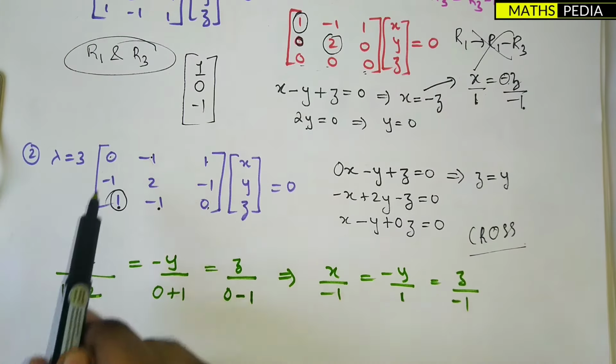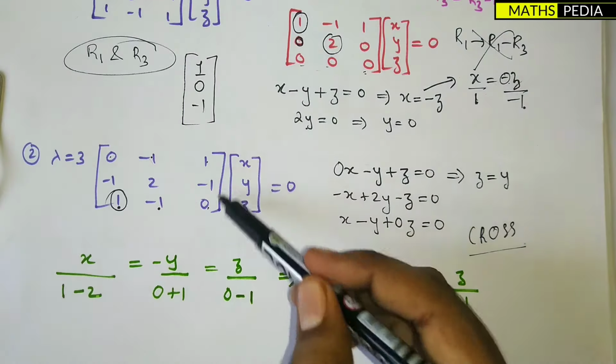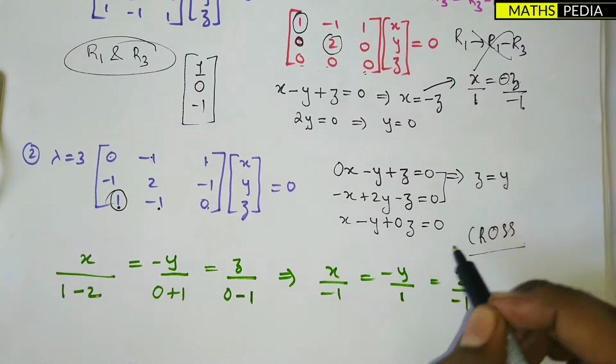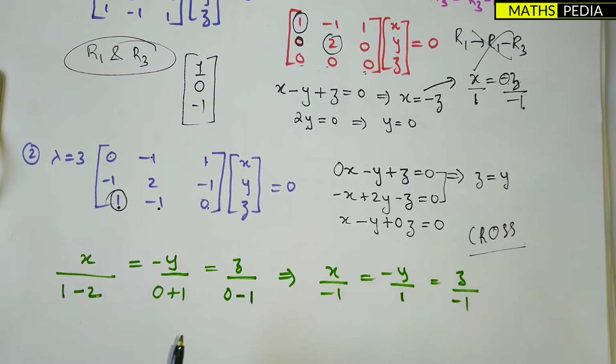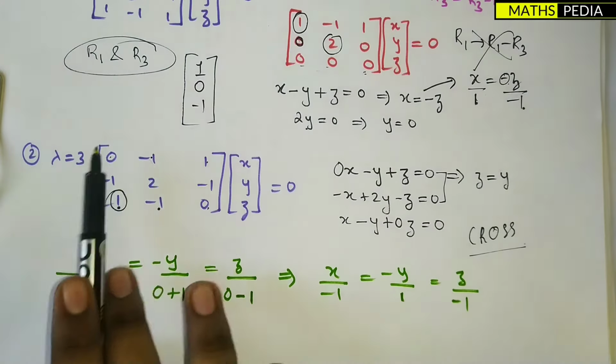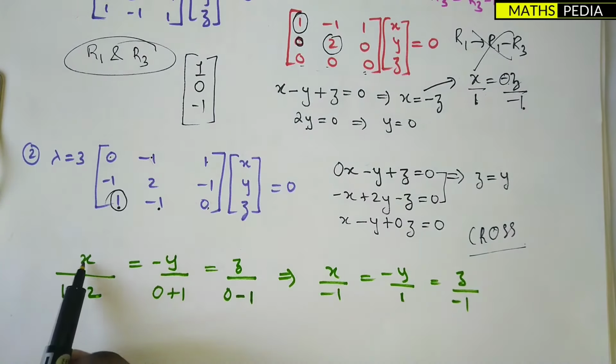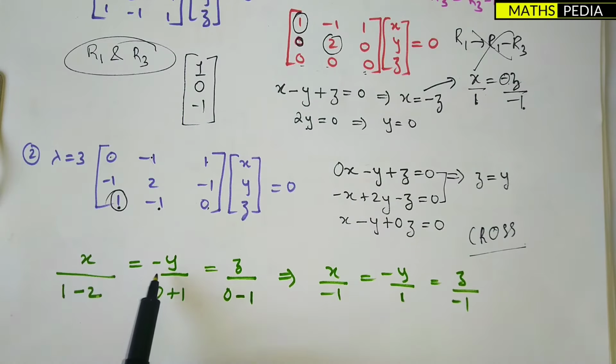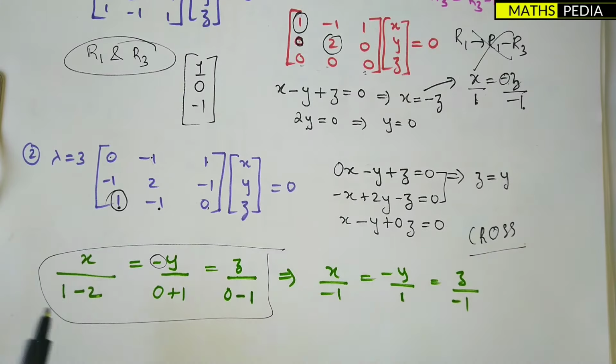All you have to do, first take x, take two equations. You can choose any two of these. It's the same thing. We'll try to understand by this matrix itself. So x divided by something equals minus y by something equals z by something. Here minus is there. Now observe this part, this is the important part.